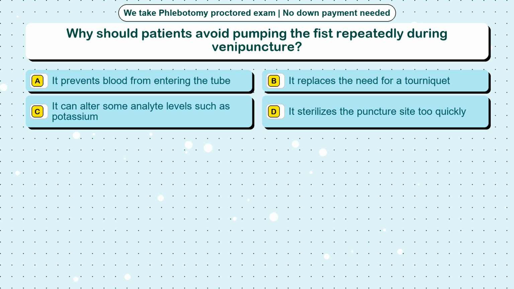Option A. It prevents blood from entering the tube. Option B. It replaces the need for a tourniquet. Option C. It can alter some analyte levels such as potassium. Option D. It sterilizes the puncture site too quickly.